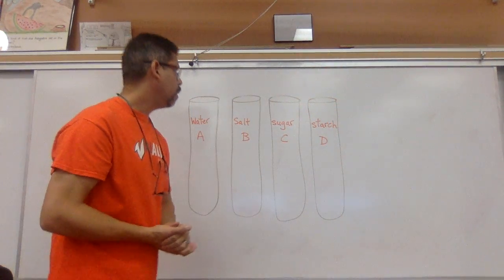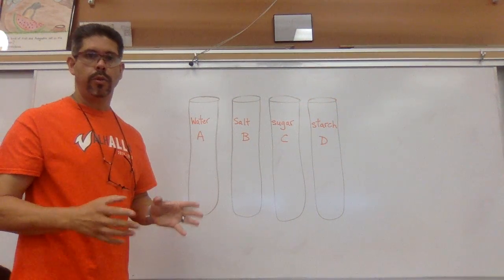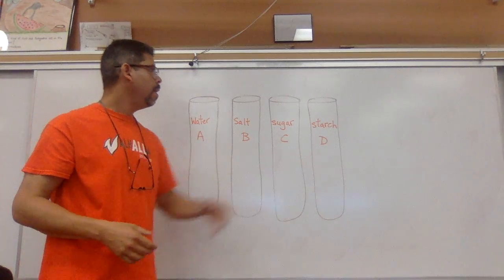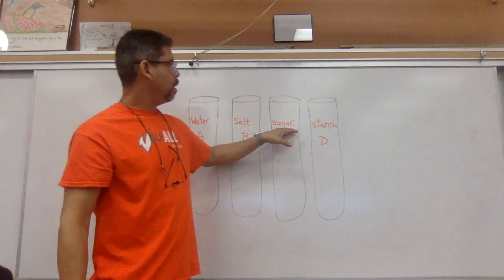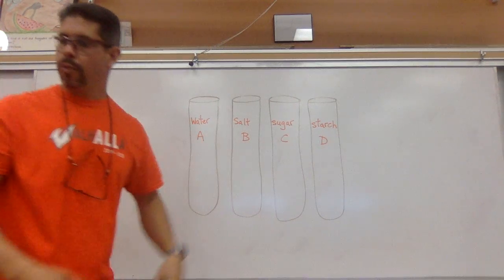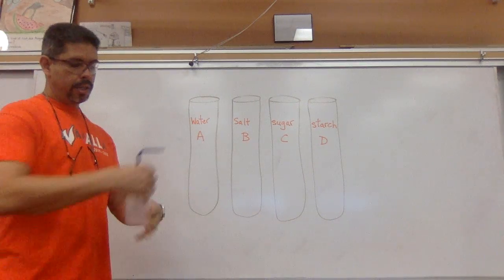So what are we going to do today? We're going to take four test tubes. I already wrote out a diagram on the board. I put water in one of them, salt in another, sugar in another. This is just simple sugar. Well, actually, let's go through this. For the water, I put distilled water.